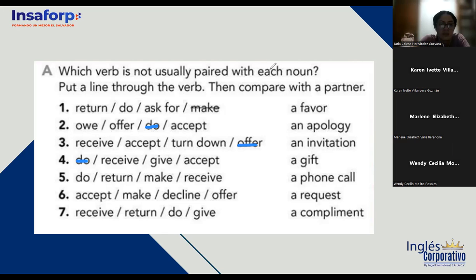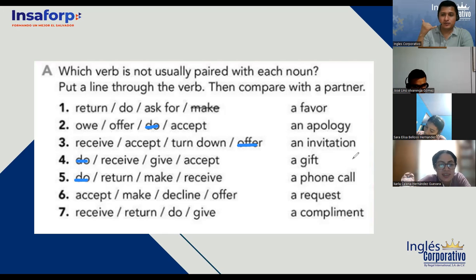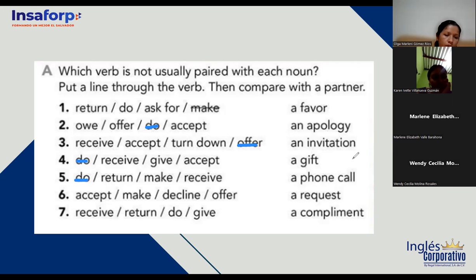Okay. Let's work with you, Selena. Number five. Return. I'm sorry. That is incorrect. Try another one. Receive. I'm sorry. That is incorrect. Try another one. Make. I'm sorry. That is incorrect. The one that we don't say is this one: do a phone call. So we make phone calls. We return phone calls. And also we receive phone calls as well.